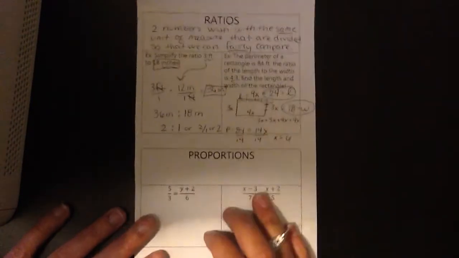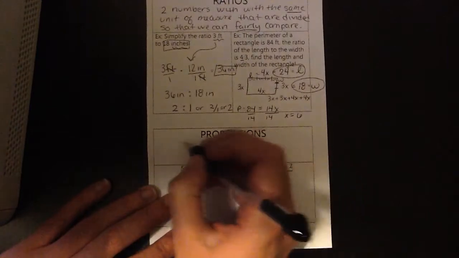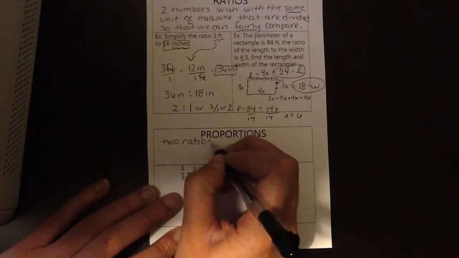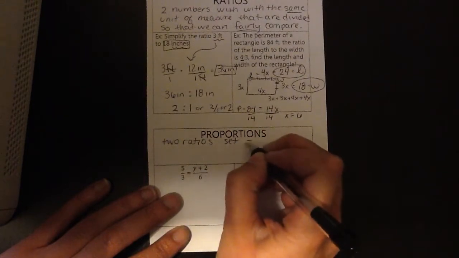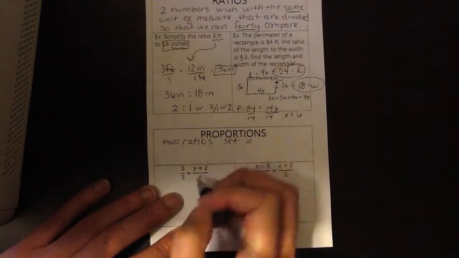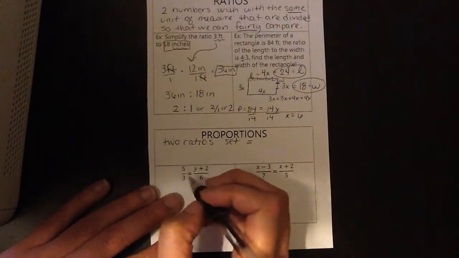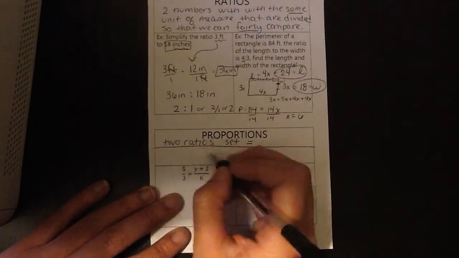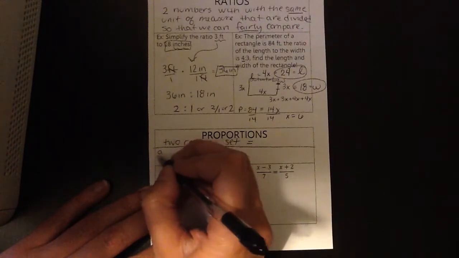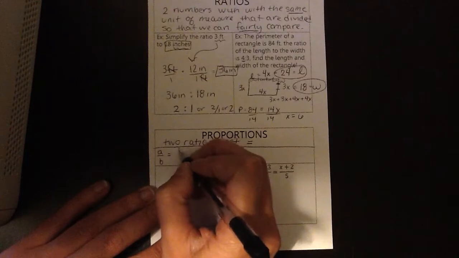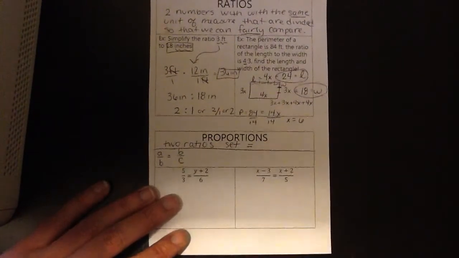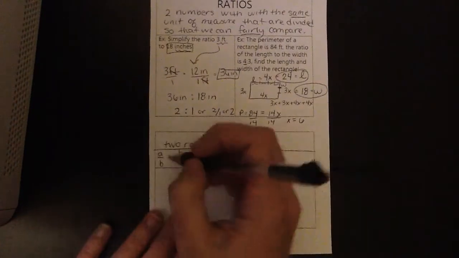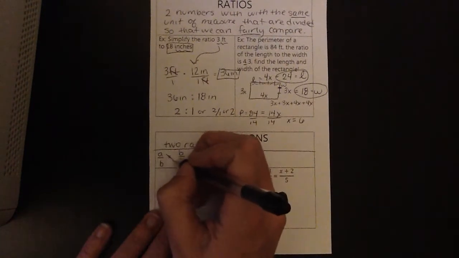Okay, now again, proportions are 2 ratios set equal. And there are a couple things that can happen with ratios. So we're going to split this up into like 3 different parts. If I have A over B is equal to C over D, one thing that I can do with proportions and will remain equivalent is I can do cross multiplication.